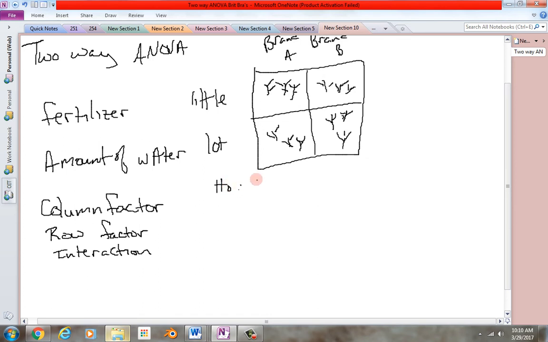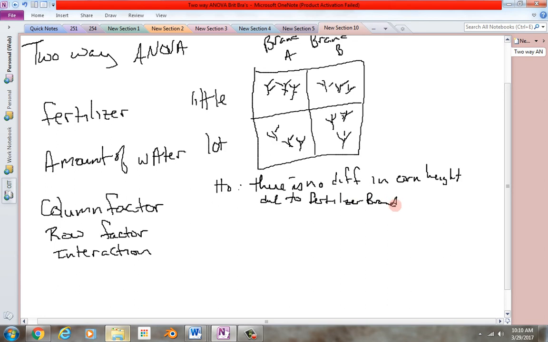So, hypothesis number one, H naught: there is no difference in corn height due to fertilizer brand. And then of course H1, there is. And then H naught: there is no difference in height due to water, which of course is laughable, right? And of course, there is. And then of course H naught: there is no interaction.